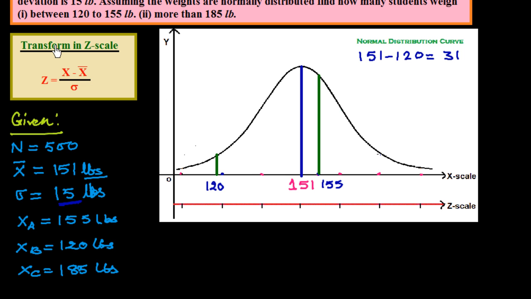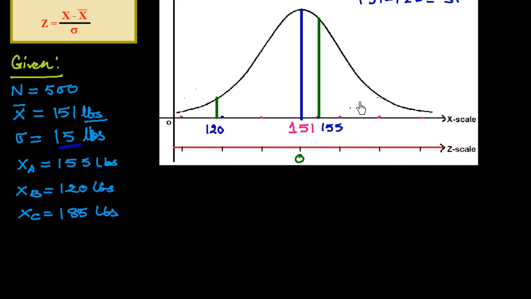First of all, in the first part, we look at the number of students having weight between 120 and 155 pound. So we have to find the probability between 120 and 155. For this, we first have to find the corresponding values on the Z scale for 120 and for 155. For the mean value, the value on the Z scale is always 0. So here we get 0. Now we have to find the corresponding values for 155 and 120. We find them through this formula. This one is our xa.